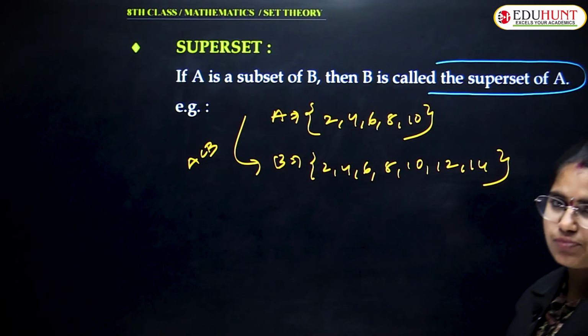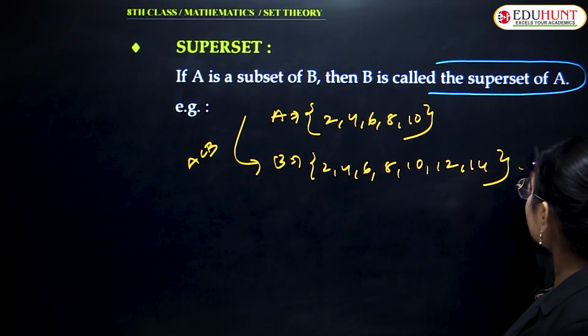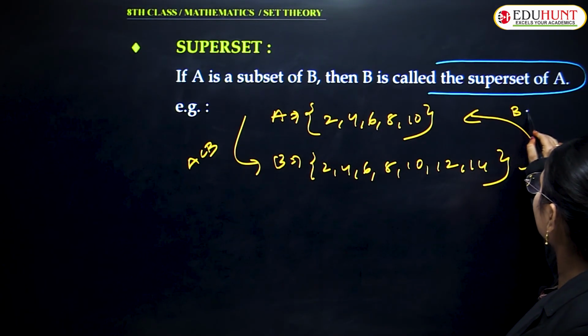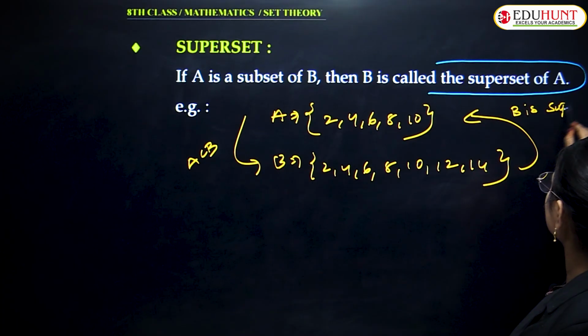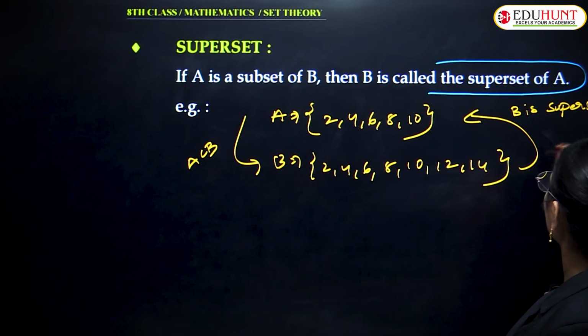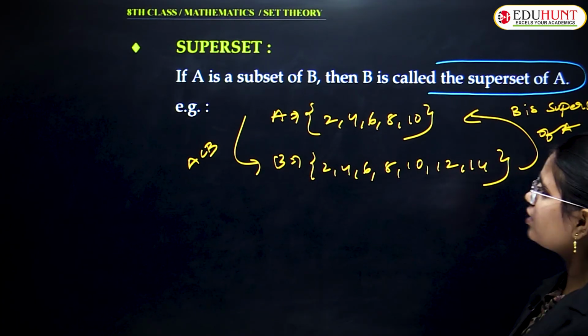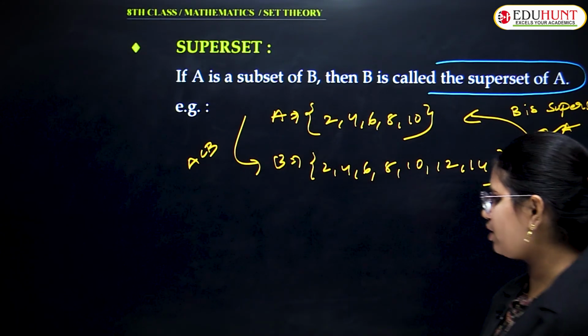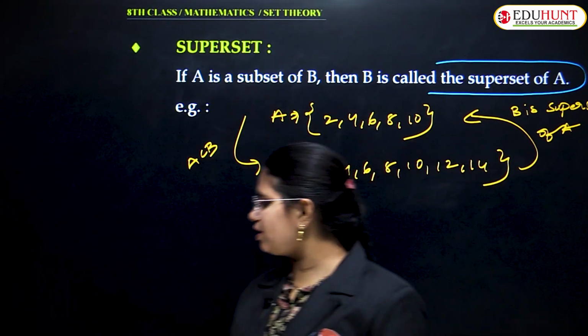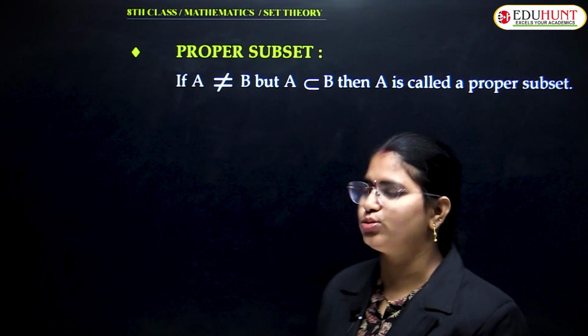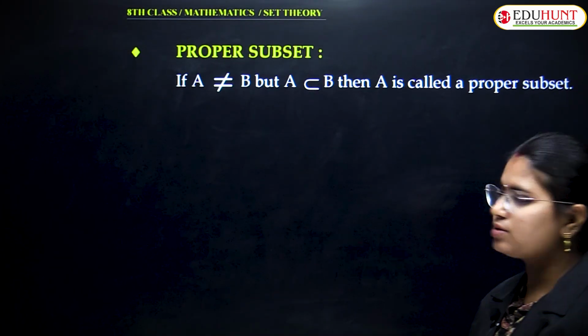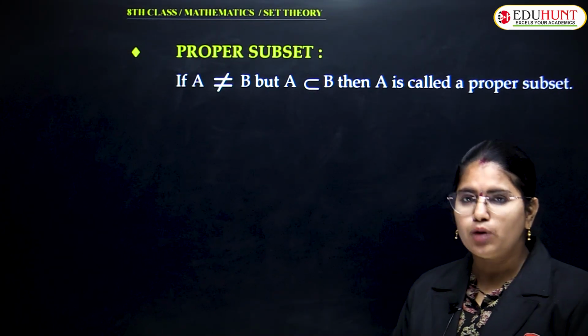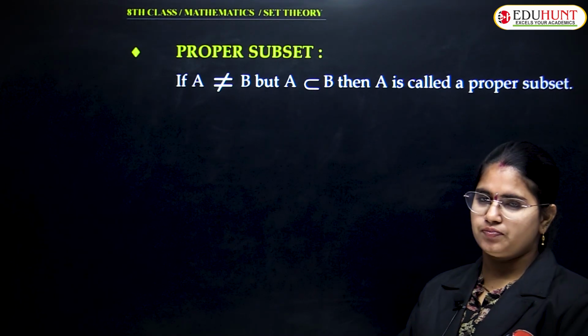And how do you express superset? B is superset of A. B is superset of A. This is the expression. Okay, clear? If A is a subset of B, then B is a superset of A. Simple, right? Next we are going to learn about proper subsets.